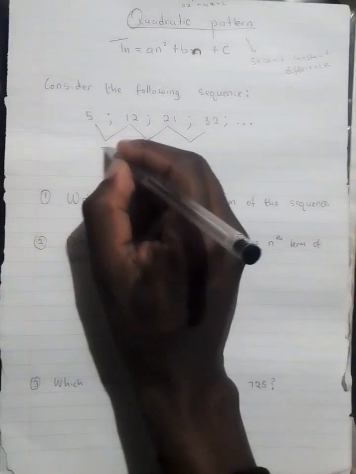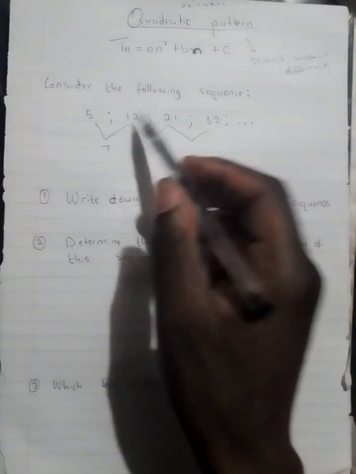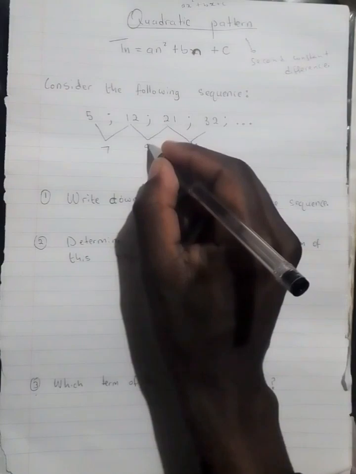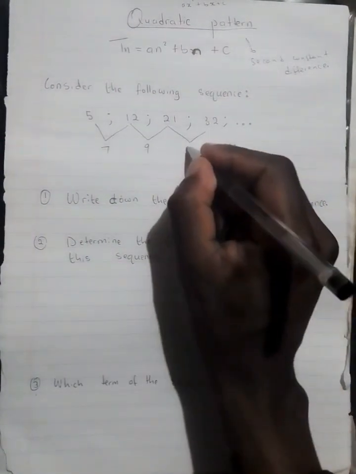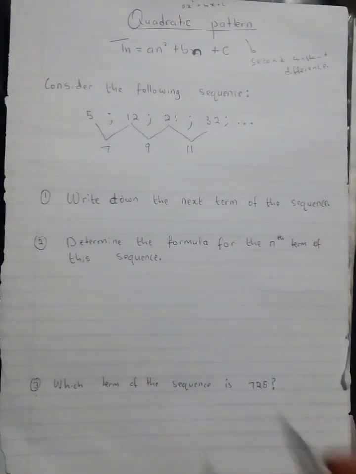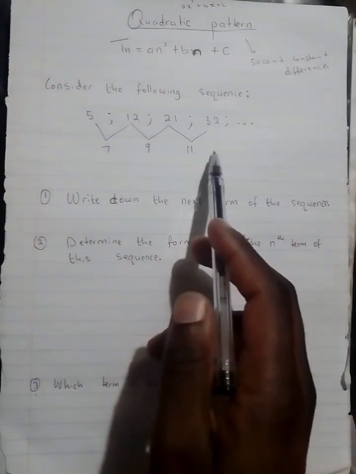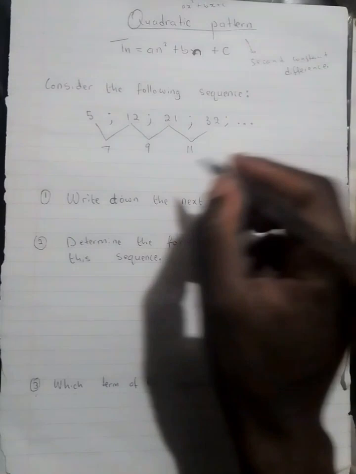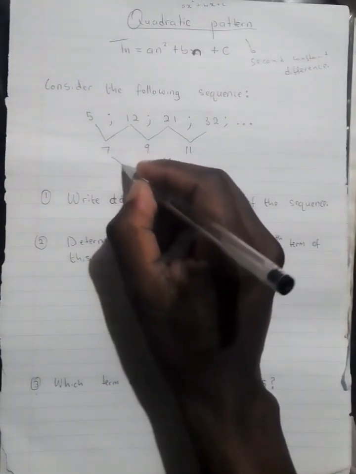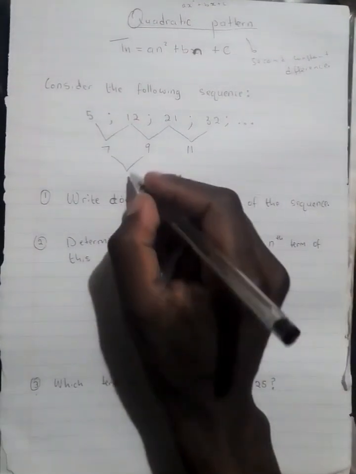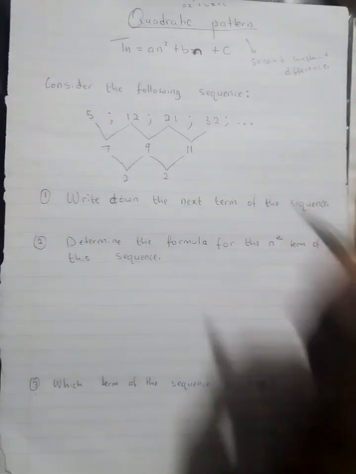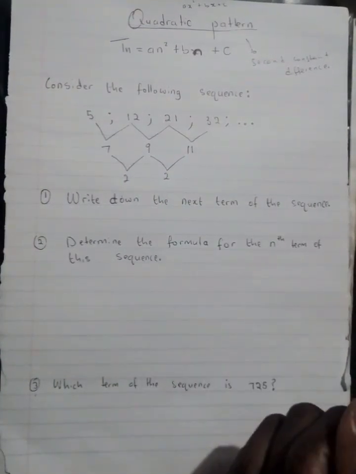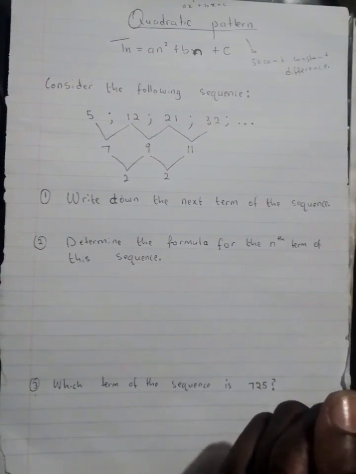12 minus 5 is 7, 21 minus 12 is 9, and 32 minus 21 is 11. So you see we don't get a constant difference here. When we don't get a constant difference, we subtract again. 9 minus 7 is 2, and 11 minus 9 is 2. Now we get a constant difference, right?